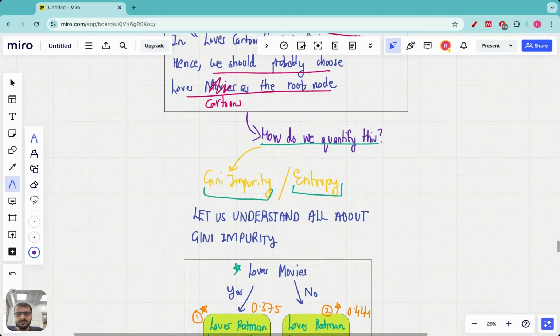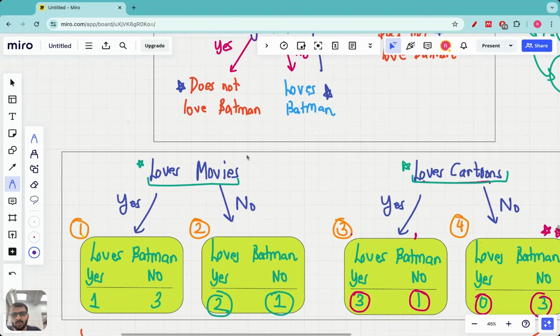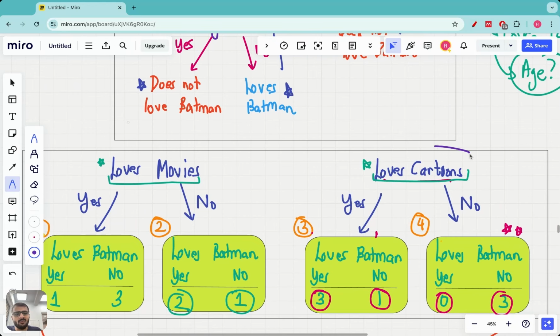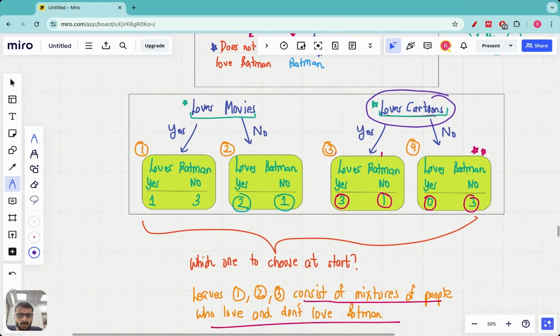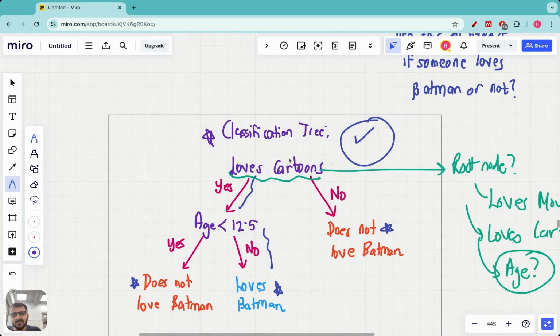We looked at these two questions, and we wanted to decide which question we should start with in the decision tree. And now we have decided that it should be love cartoons, and we have a really good idea for it. And this matches the optimal decision tree which I showed you at the start.